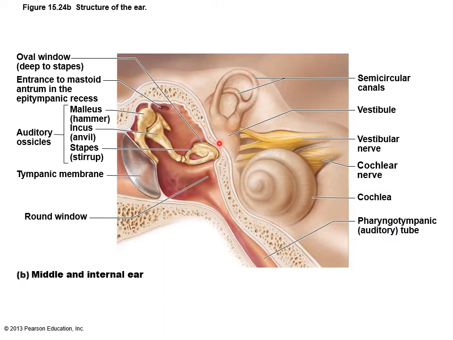So equilibrium receptors are in those two areas, and their impulses are picked up and carried through this vestibular nerve. And then the cochlear nerve picks up receptions that are interpreted as sounds, sounds that you take back to the brain and identify. Again, this is your middle ear, tympanic membrane, the three little bones, the malleus, the incus, and the stapes. There's your pharyngotympanic tube.